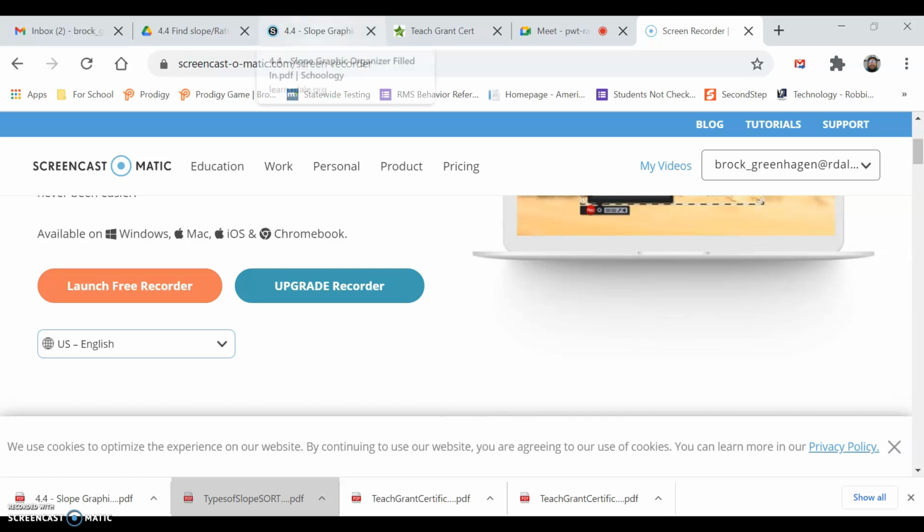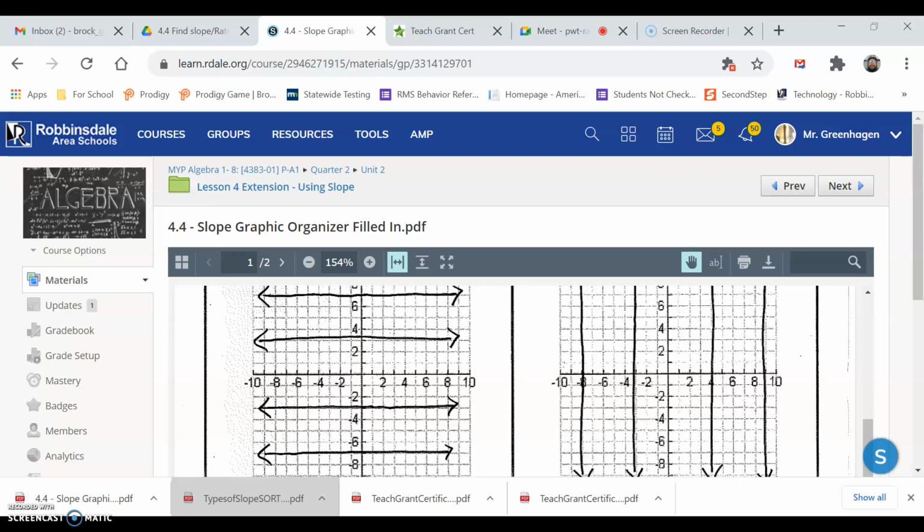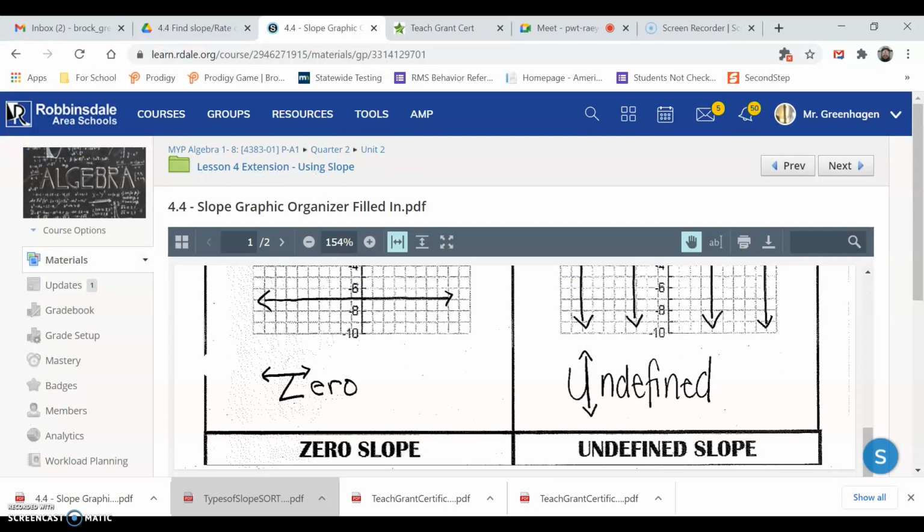So it is already filled in for you, and it gives you some ideas of where to go from there. If you have any questions, please make sure that you do email me, and I hope that this goes okay for you.